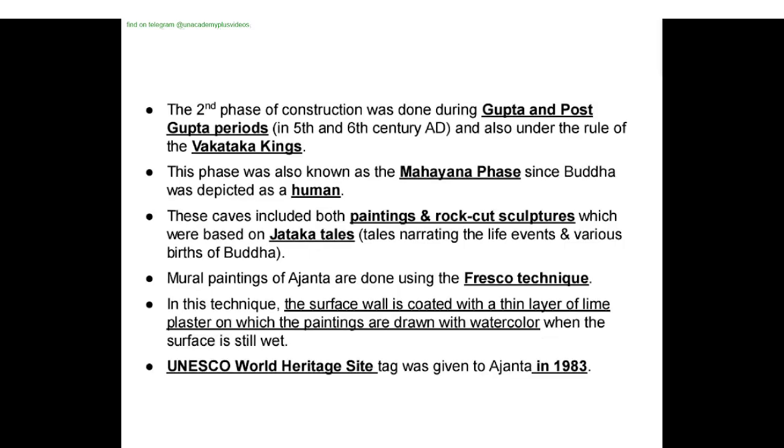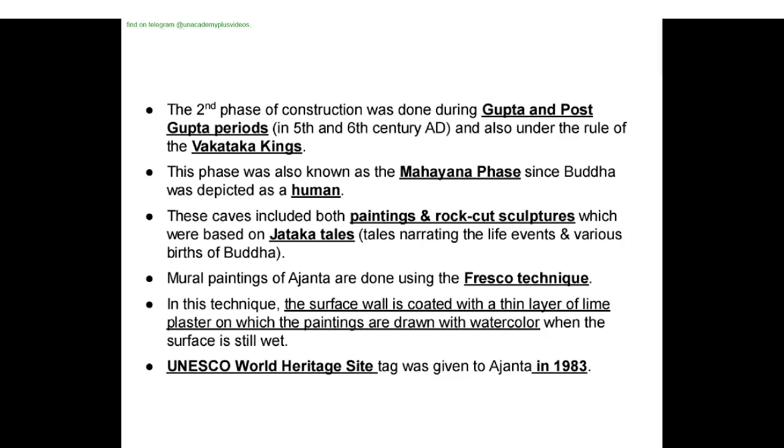The second phase of the construction was done during the Gupta and the post-Gupta periods in the 5th and 6th century AD, and also under the rule of the Vakataka kings. This phase was also known as the Mahayana phase since Buddha was depicted as a human. These caves included both paintings and rock-cut sculptures which were based on Jataka tales, tales narrating the life events and various births of the Buddha.